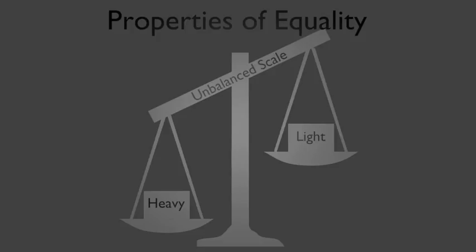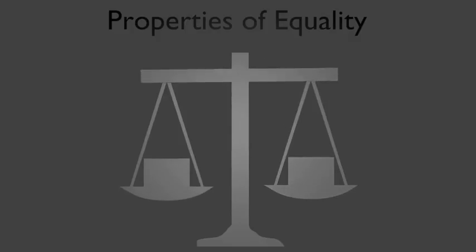When we're solving algebraic equations, we have to keep both sides of the equation balanced. Otherwise, we're just changing the problem and we're going to get the wrong answer. The properties of equality allow us to keep both sides of the equation balanced.